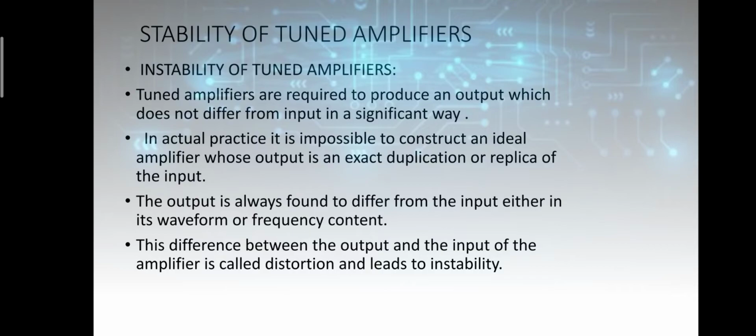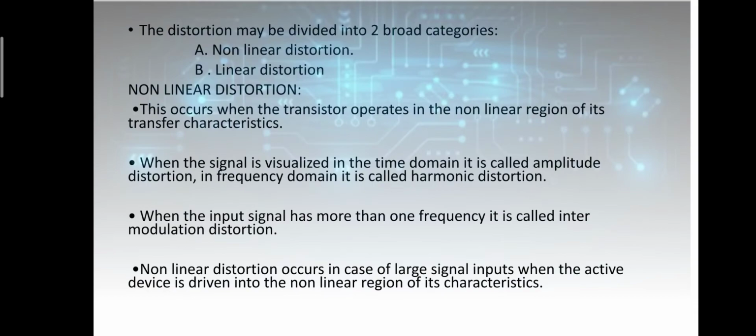The output is always found to differ from the input either in its waveform or frequency content. The difference between output and the input of the amplifier is called as distortion and leads to instability. The distortion may be divided into two categories. First one, nonlinear distortion, then linear distortion.